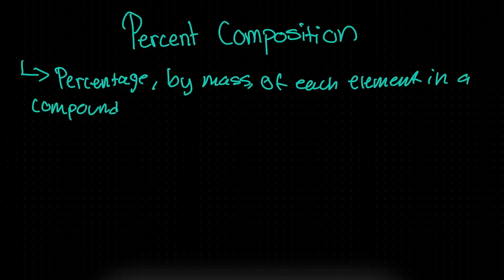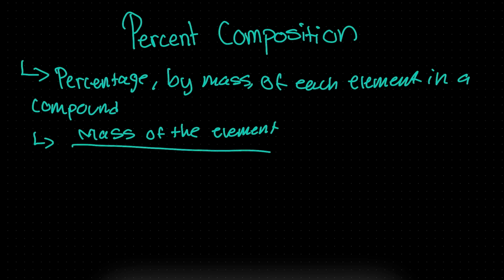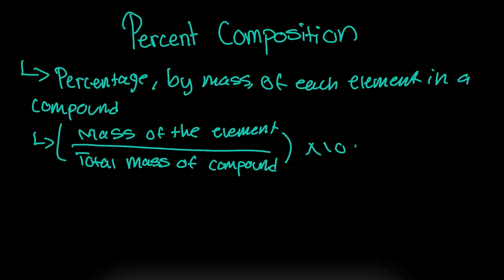Now you might be asking, how do we find this? Well, here's the formula. It's mass of the element over total mass of the compound. And you multiply all that by 100.